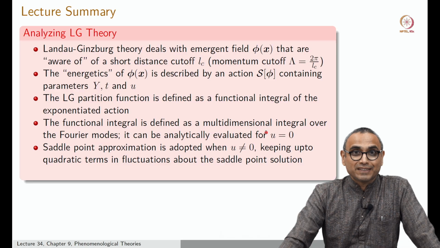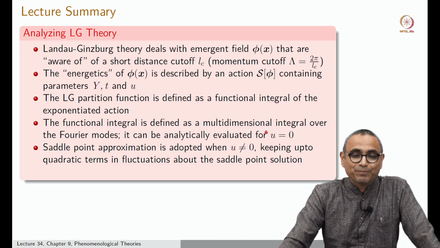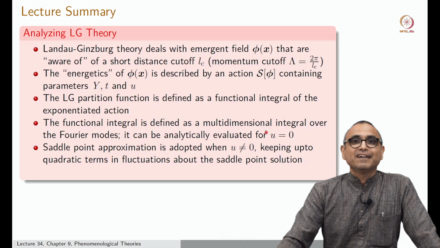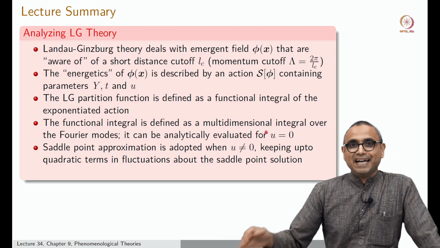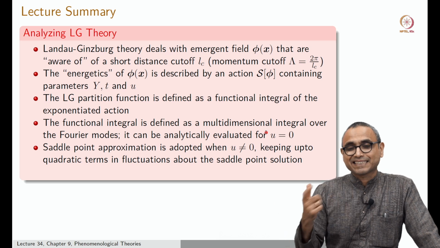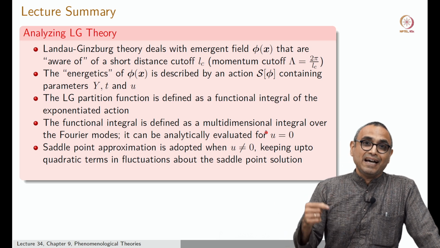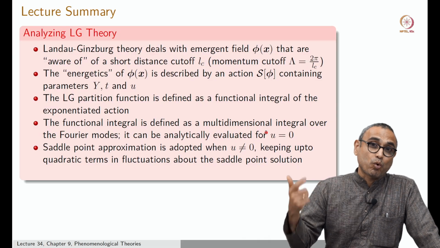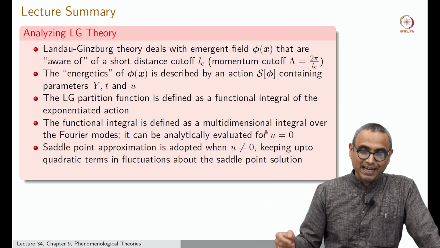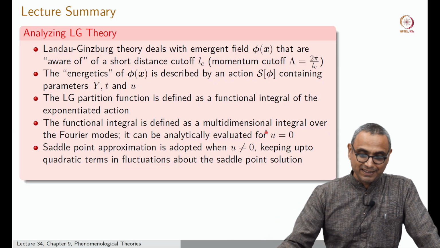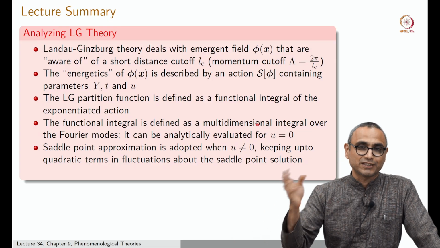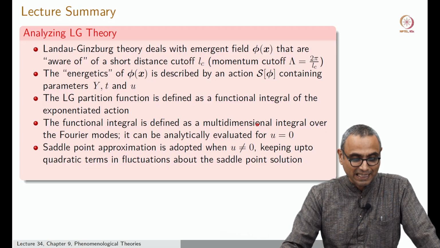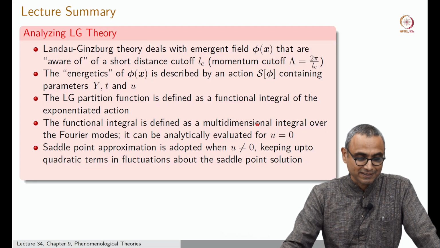To get to the functional integral when u is not equal to 0, we introduced the idea called the saddle point approximation, where we find the value of the field which extremizes the action, and we expand the action about that saddle point, and we keep only terms up to quadratic order in the fluctuations. That again reduces to a problem very similar to the one we calculated with u equal to 0 in the phi theory. So it will be a quadratic theory, and that will allow us to compute the functional integrals.